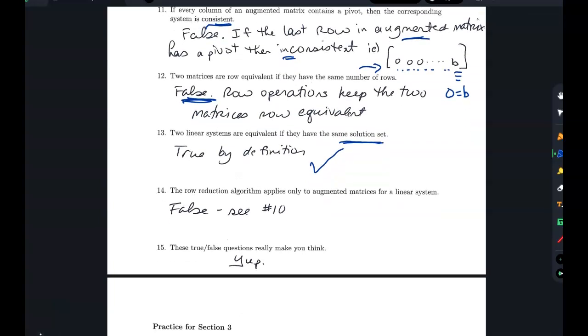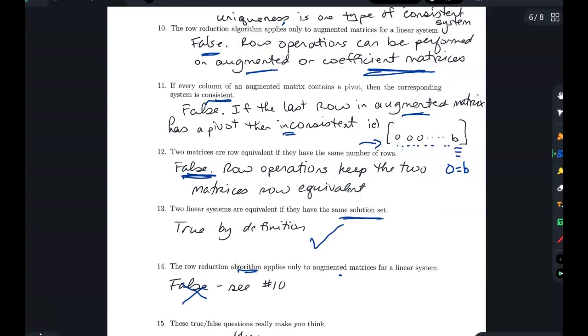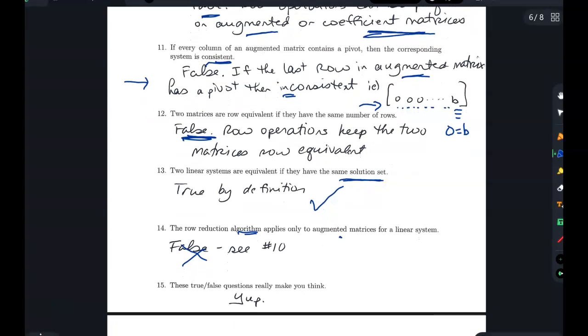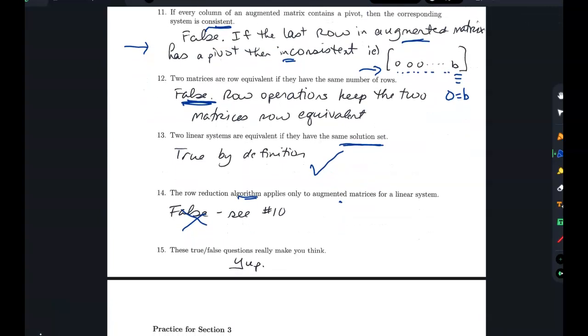The row reduction algorithm or process applies only to augmented matrices? No, not at all. It's the same question as this. You could use it for augmented matrices or just regular matrices, coefficient matrices.